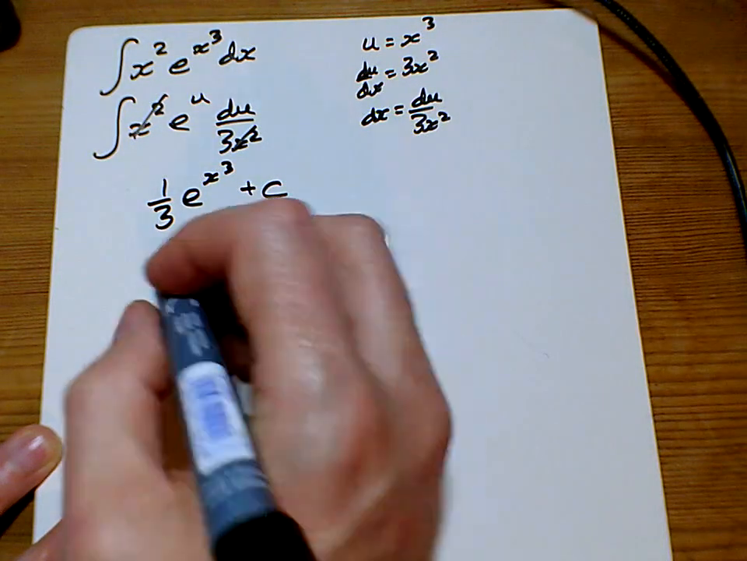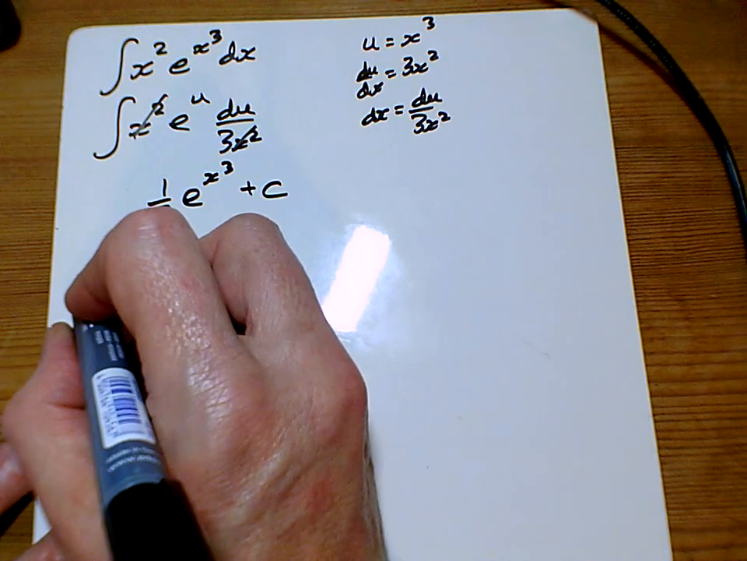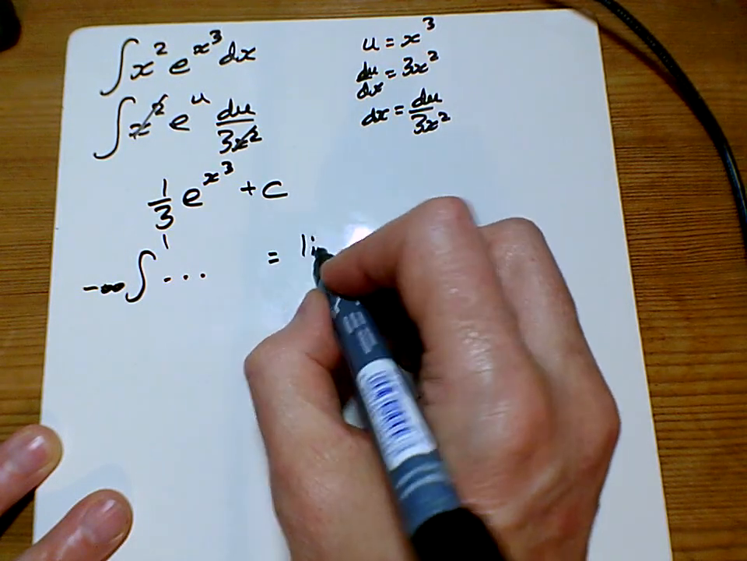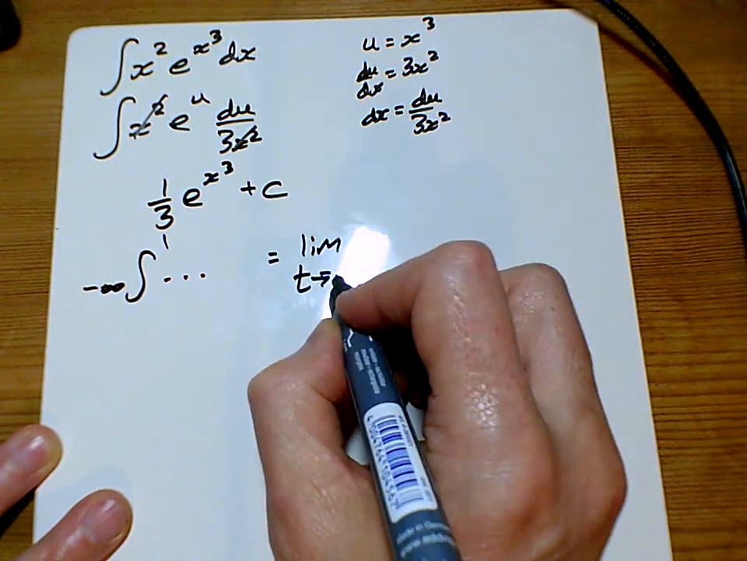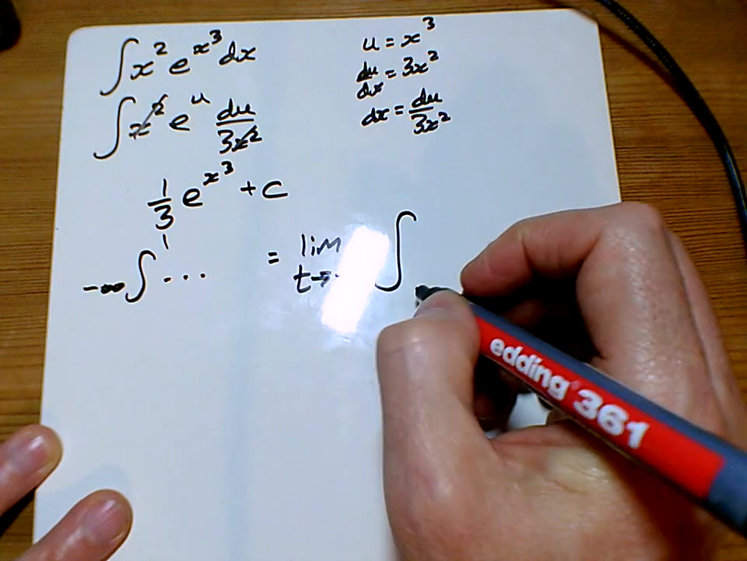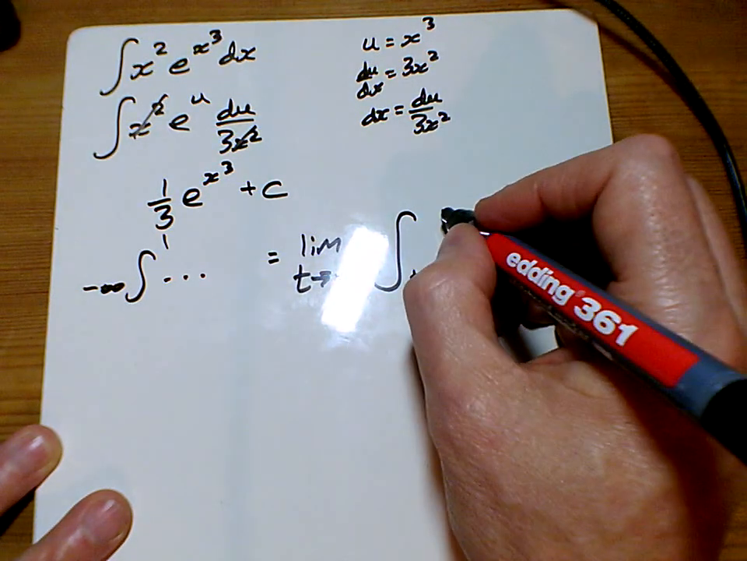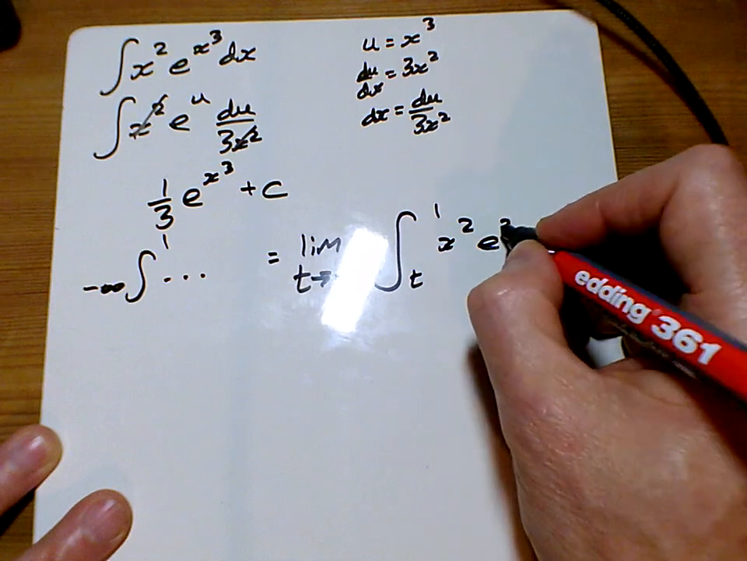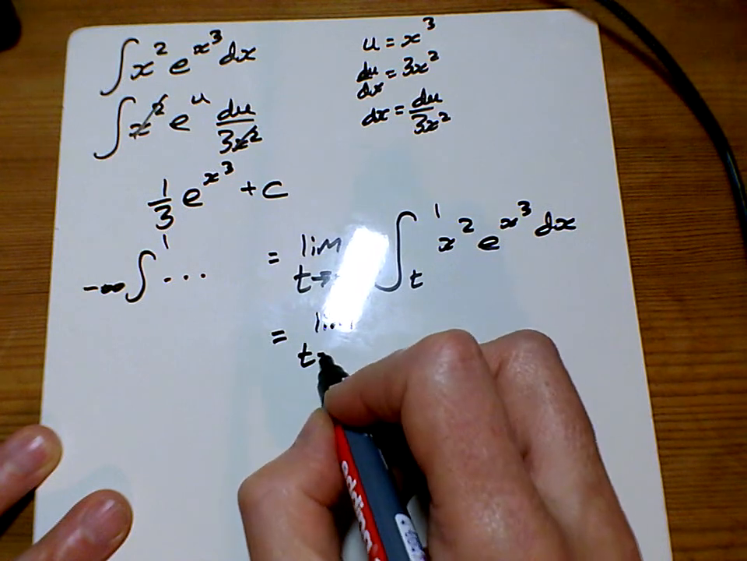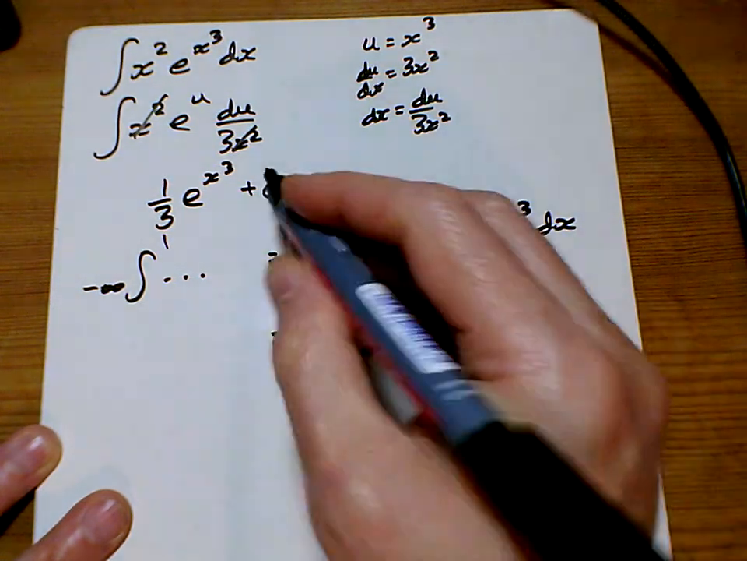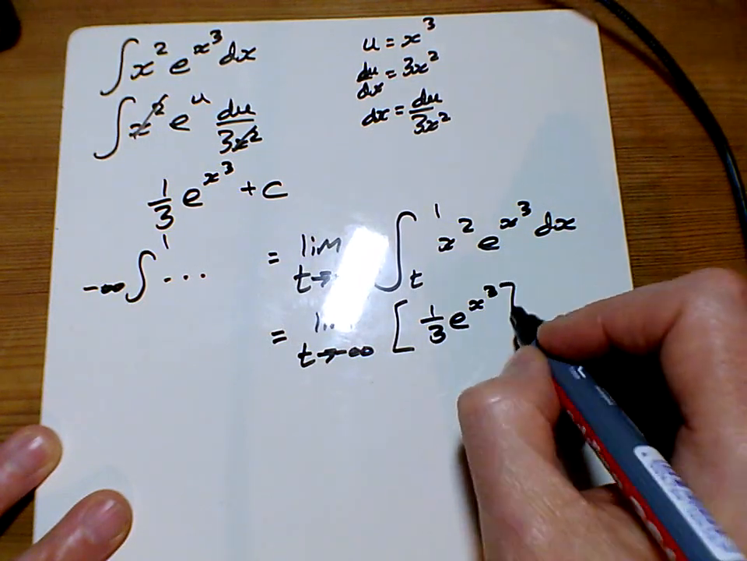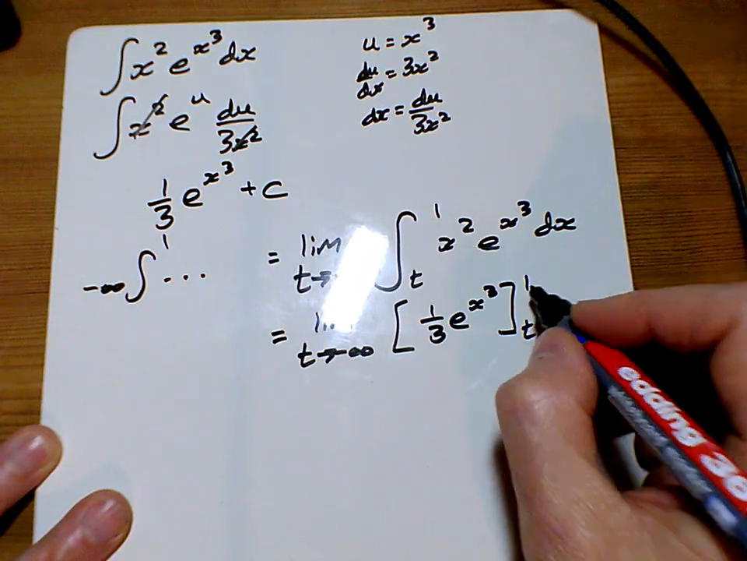So for part B, we're trying to find the integral from minus infinity to 1. And so what we're going to say is this is the limit as t tends to minus infinity of the integral between t and 1 of x squared e to the x cubed dx. That is the limit as t tends to minus infinity of, what did we just get? We got that thing there, didn't we? 1/3 e to the x cubed from t to 1.